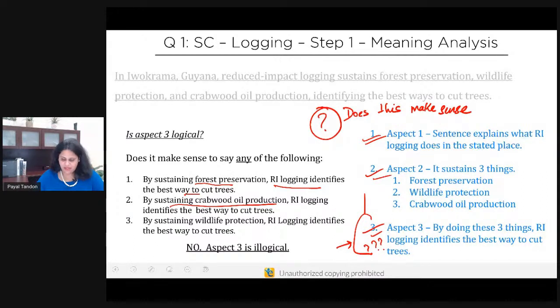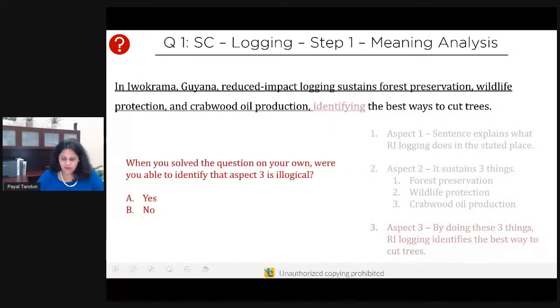Now, my next question to you is, so aspect 3 is not logical at all. When you solved the question on your own, were you able to identify that aspect 3 is illogical? Absolutely, Abhishek. Sustaining forests and cutting trees cannot go hand in hand. You're absolutely right. Biswajit Roy, hold on to your explanation. RI logging is not identifying. We will talk about that, but just hold on to that. Anirudh, you're absolutely right. It's a feature of RI logging and not a consequence of aspect 2.